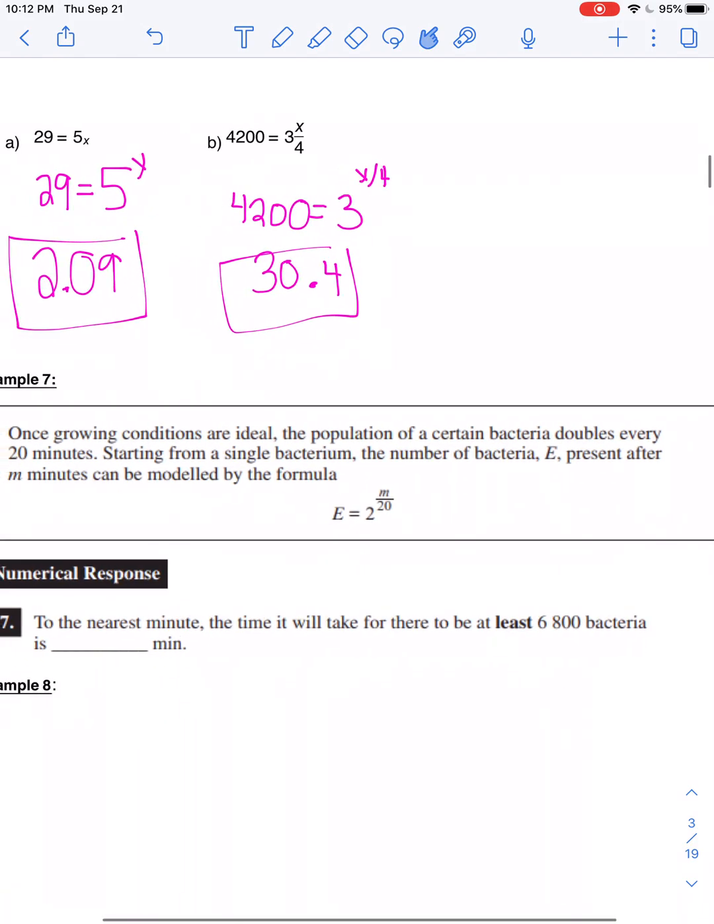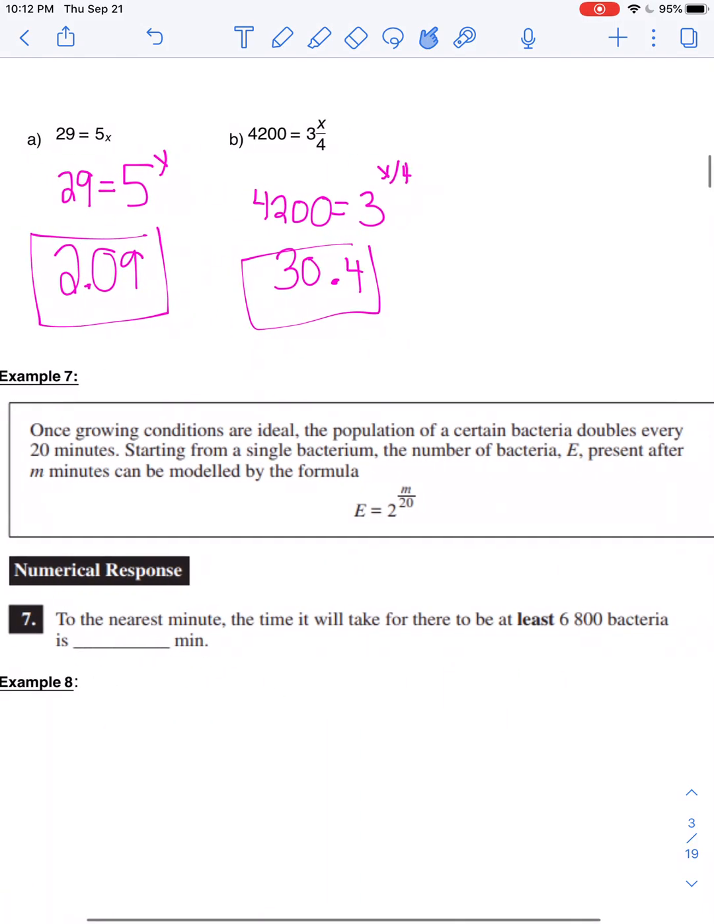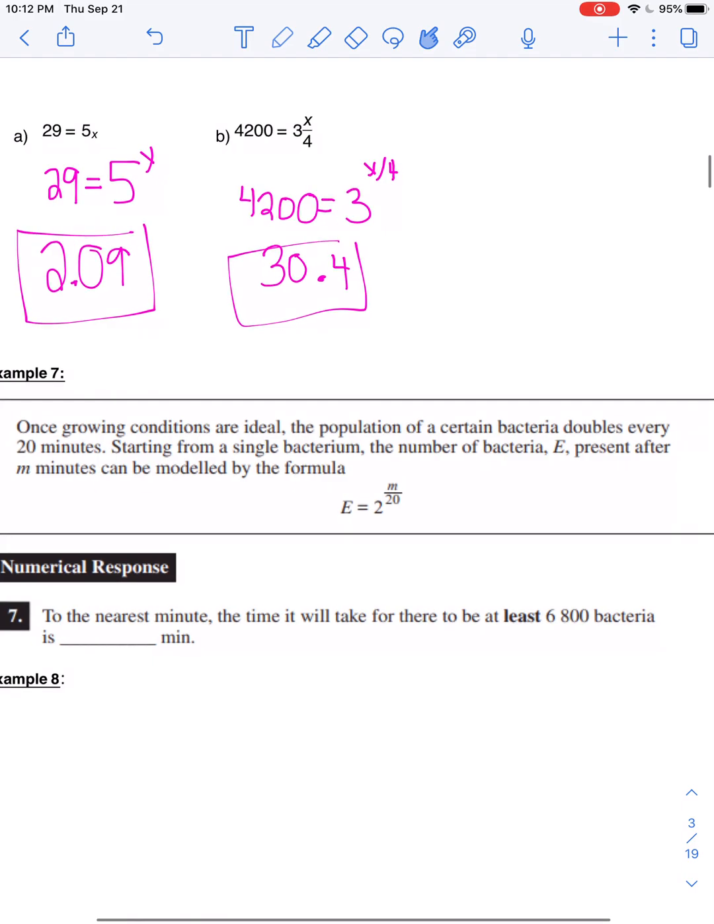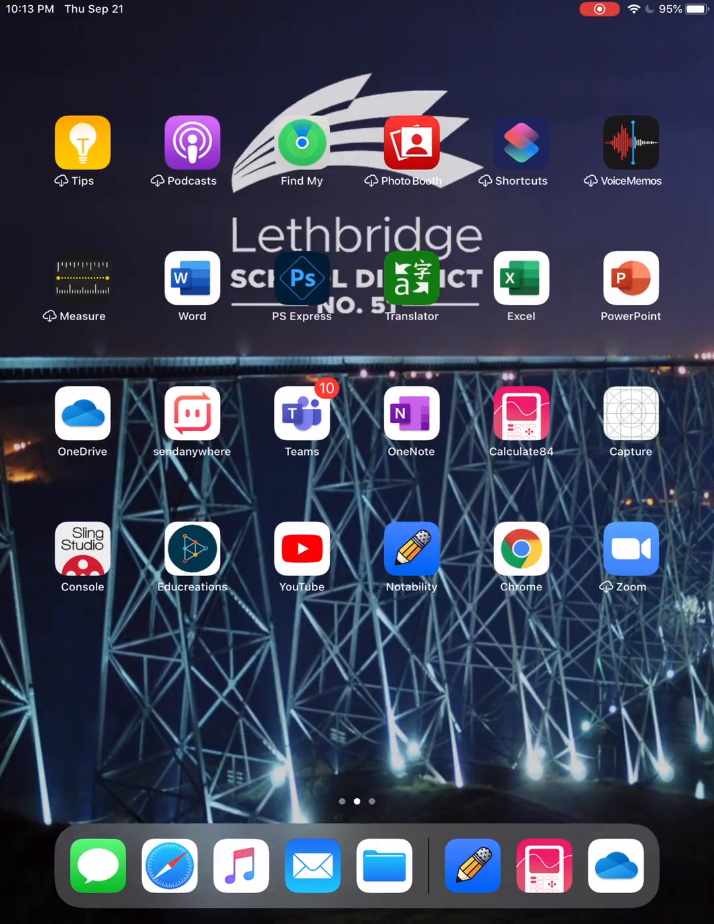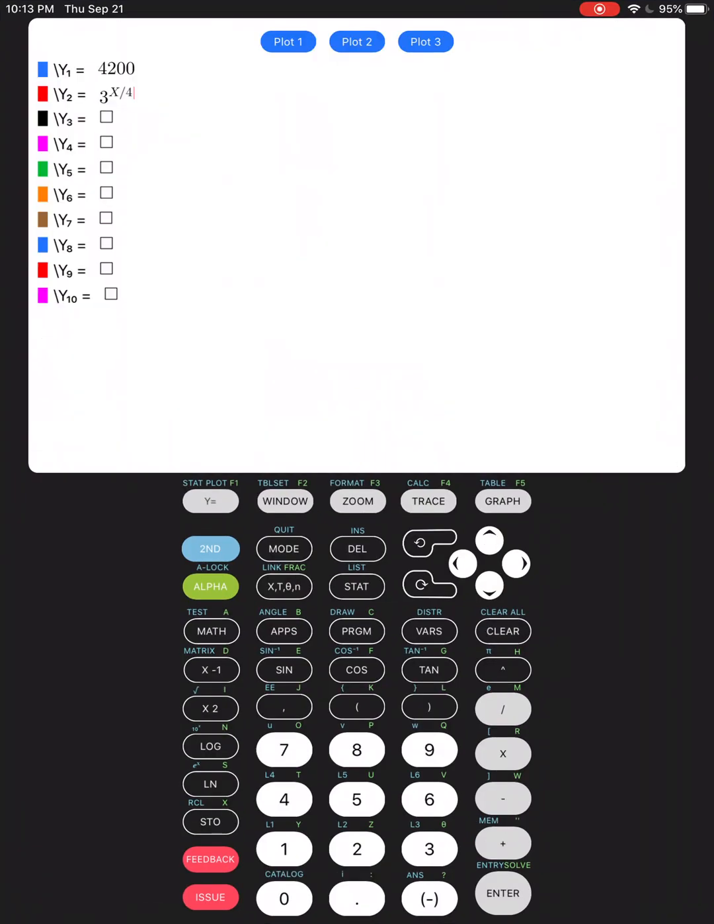So here it just gives us an equation of a bacteria doubling, and it just says, what would the minutes have to be in order to at least equal 6,800? So I'm going to make this equal to 6,800, and then I'm going to solve for m. So again, this is just something we can do on our calculator.